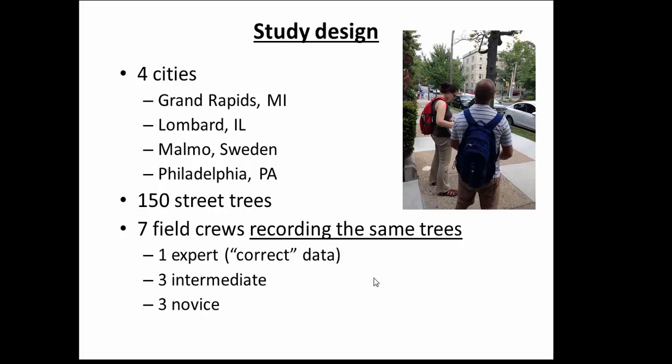What we did in each city was have crews record 150 street trees in a pre-selected neighborhood with 7 crews all independently observing the same trees, so they weren't talking to each other and helping out. They were all operating as if completely independent from each other. And there was one expert whose data was considered correct, with the important caveat that I acknowledge the experts are not perfect. And then 3 novice crews and 3 intermediate crews all paired up within that skill level.